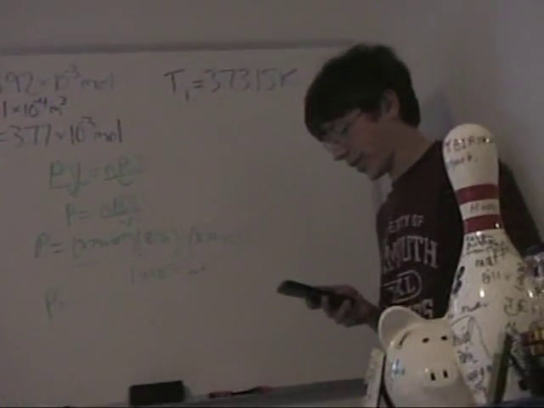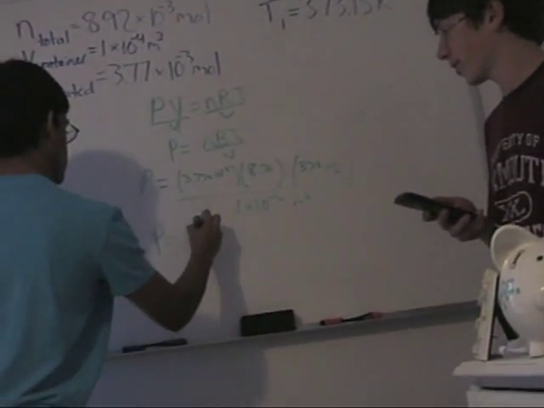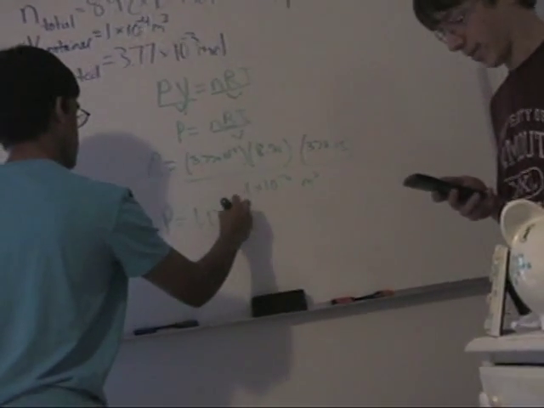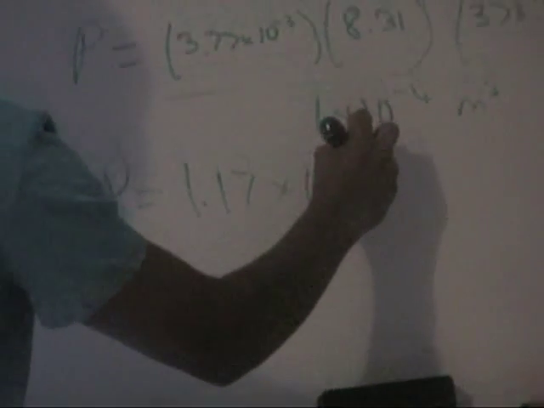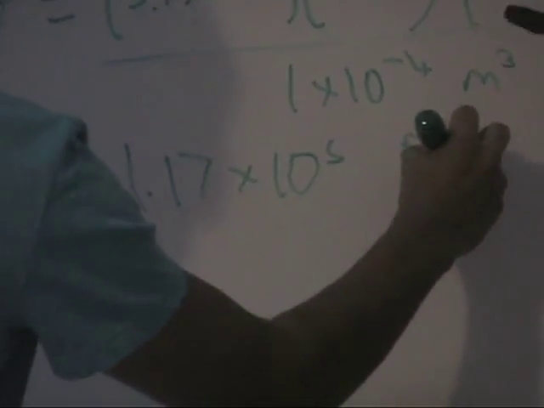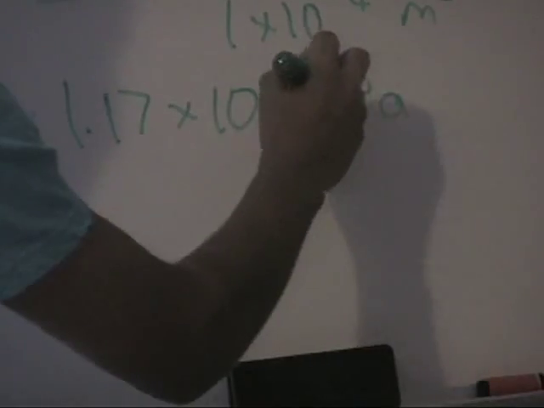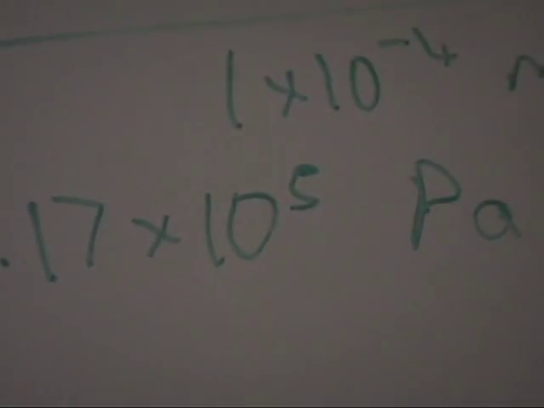So Michael, what is our answer? Our answer is 1.17 times 10 to the 5th pascals. We forgot the top of the 5. Sorry, what? Very picky, aren't you, Michael?